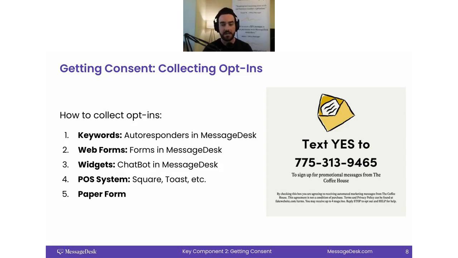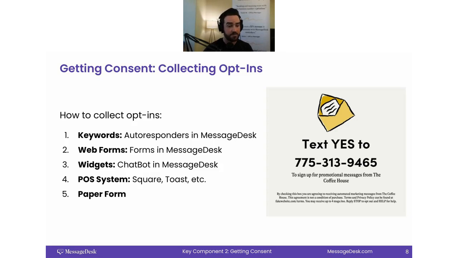So one is going to be keywords. I actually have an example of a keyword opt-in on the right side of the screen here. It says text yes to 313-9465 to sign up for promotional messages from the coffee house. Very succinct, very clear in the call to action and the message that we're trying to get across to that contact, and giving them the opportunity to decide whether or not they want to receive those messages.